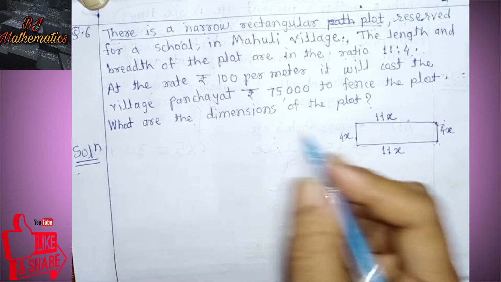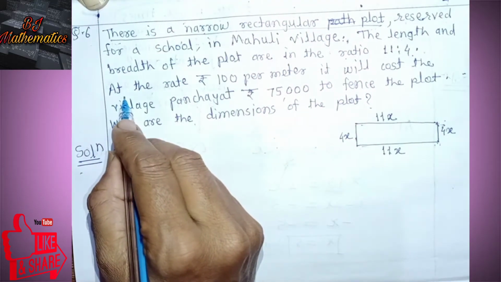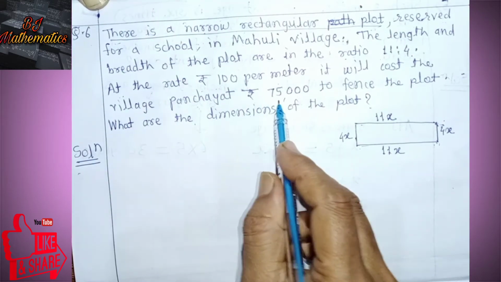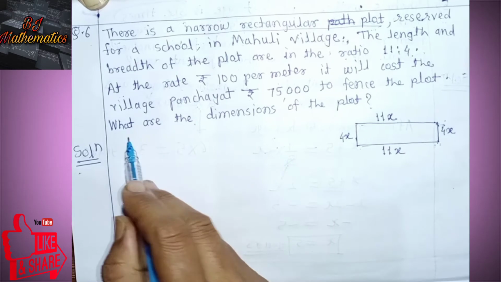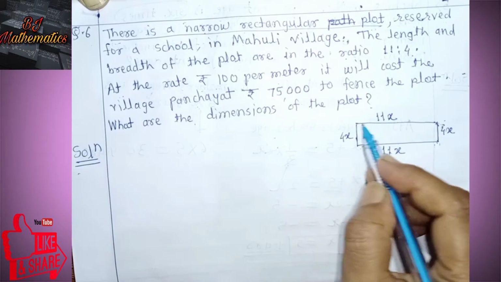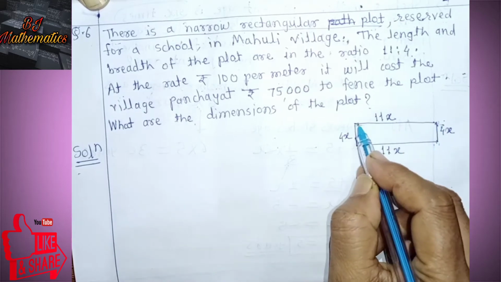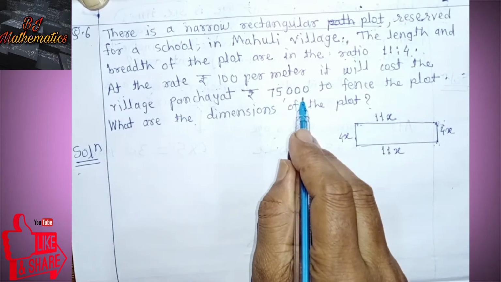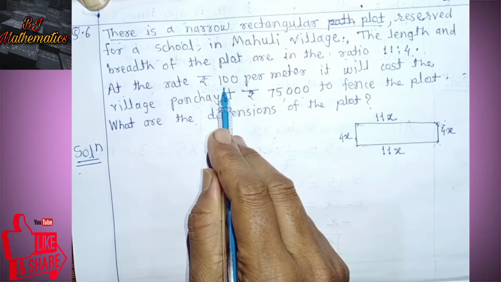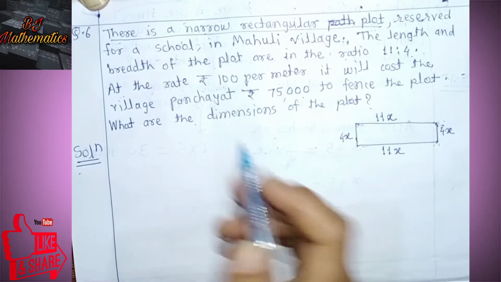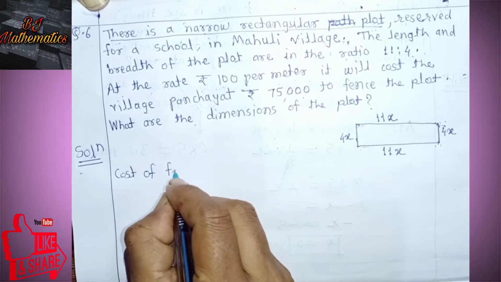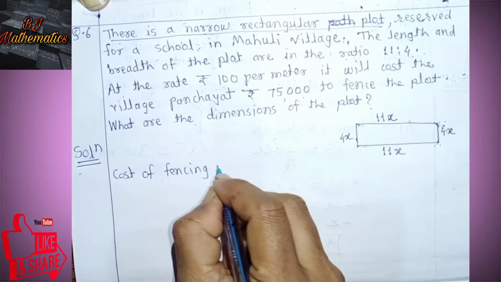Now apply the second condition. At the rate of rupees 100 per meter, it will cost the village panchayat rupees 75,000 to fence the plot. What are the dimensions of the plot? The cost of fencing this plot is 75,000 and the rate of fencing is rupees 100 per meter.